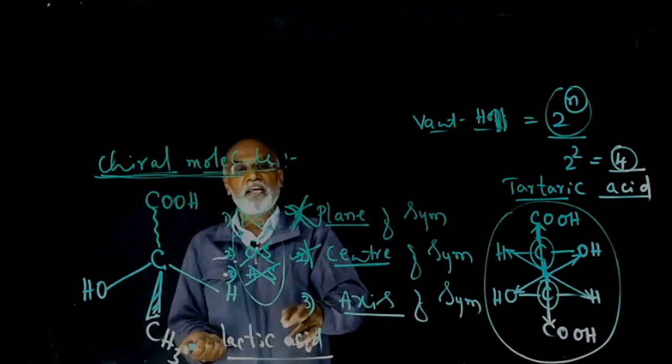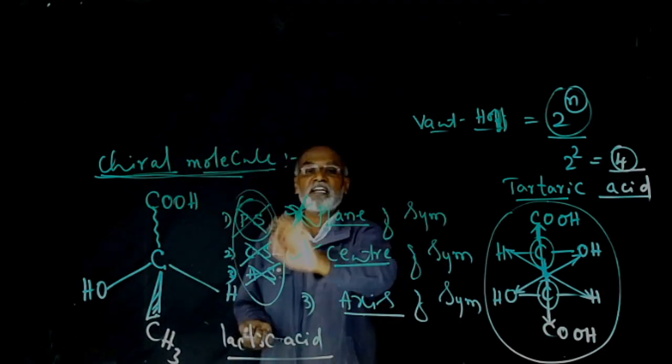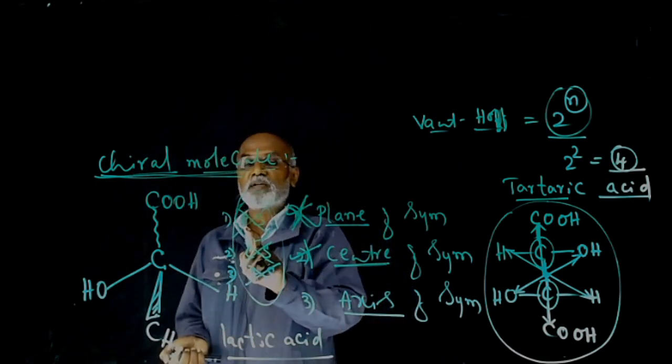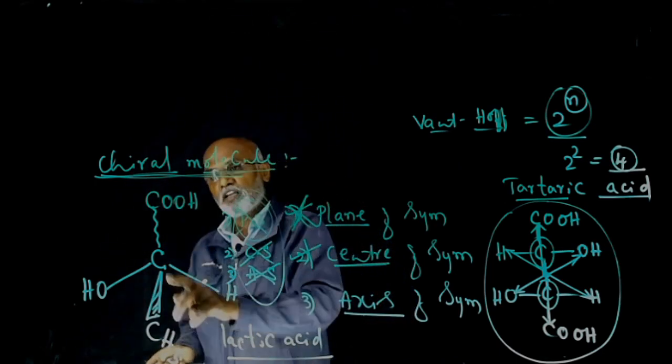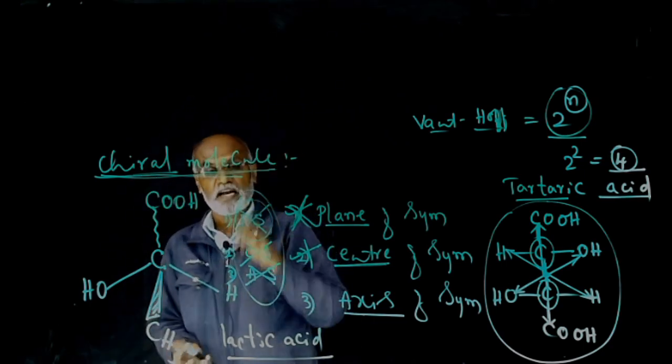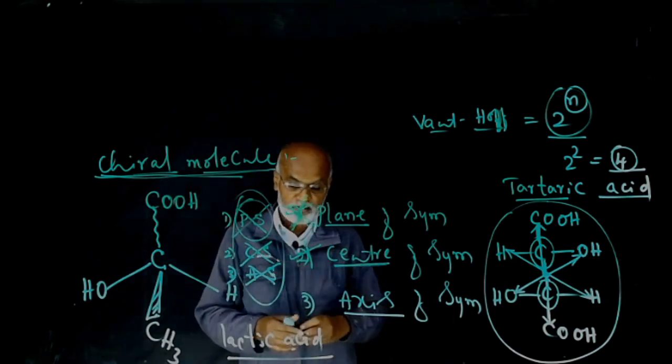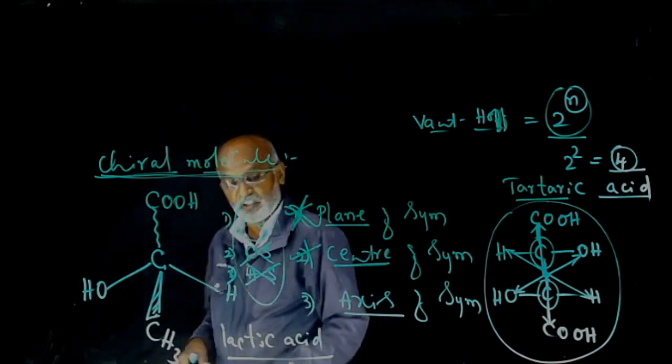Absence of plane of symmetry is the one and only primary and necessary condition, as we discussed. So lactic acid molecule has no plane of symmetry, that particular molecule, chiral molecule, is optically active. All chiral molecules are optically active. It is because of the absence of plane of symmetry.